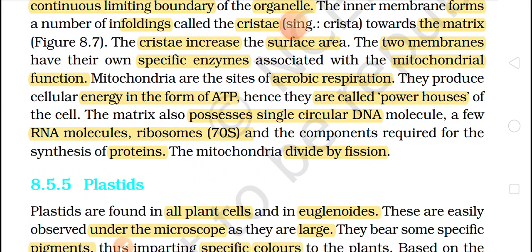The mitochondria divide by fission. Fission is a method of asexual reproduction in which the body of the parent is split into a number of pieces or into two pieces. Basically, binary fission and multiple fission we'll discuss in 12th standard. So fission is a kind of asexual reproduction by which the organism divides. So mitochondria divide by fission. Clear about this, children?